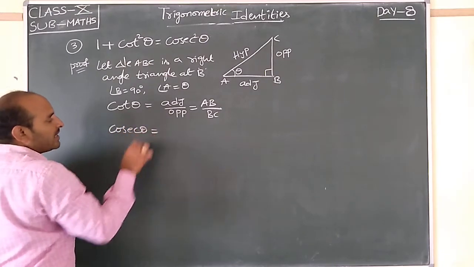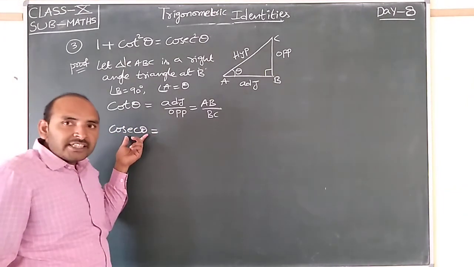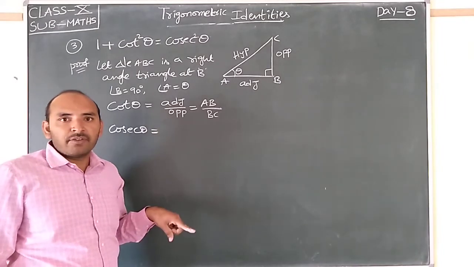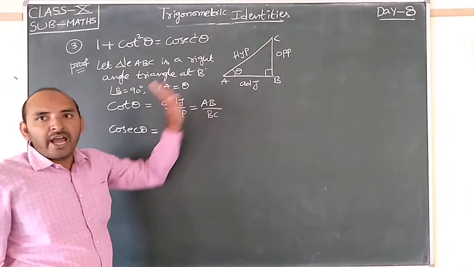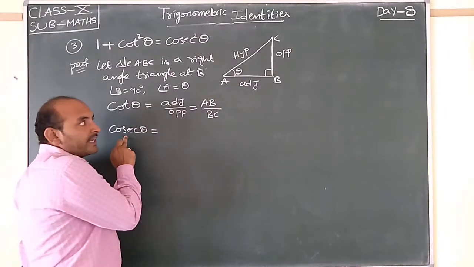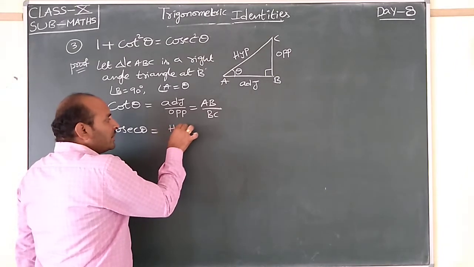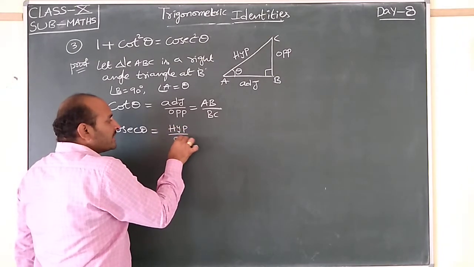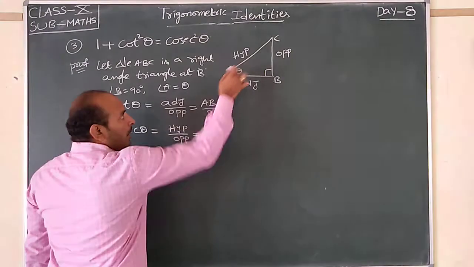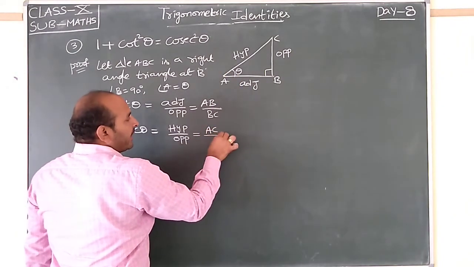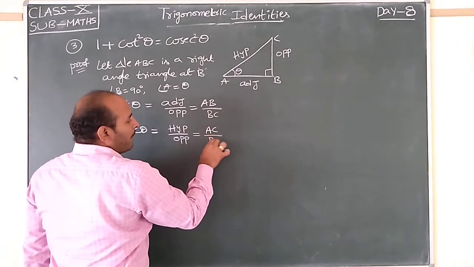Cosecant theta is the reciprocal of sin theta. The sin theta formula is opposite side divided by hypotenuse. So cosecant theta is nothing but hypotenuse divided by opposite side. So it is equal to the hypotenuse AC divided by the opposite side BC.